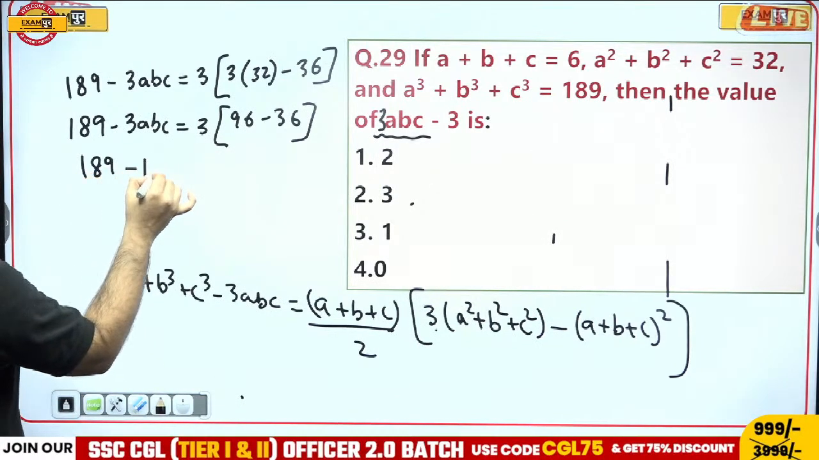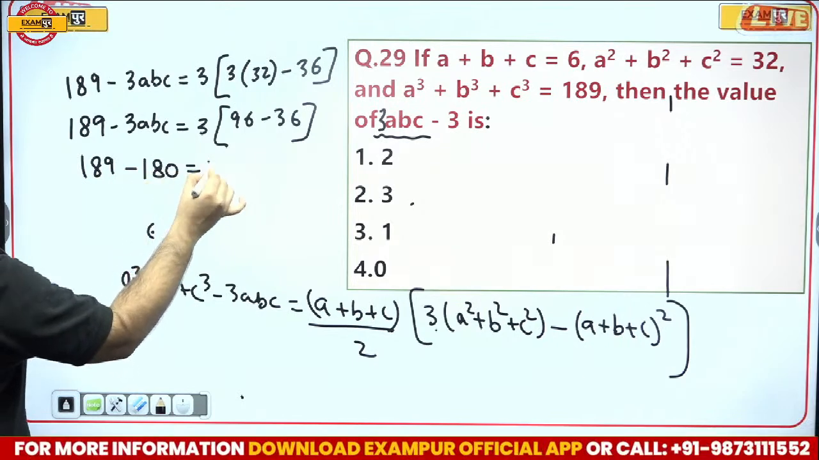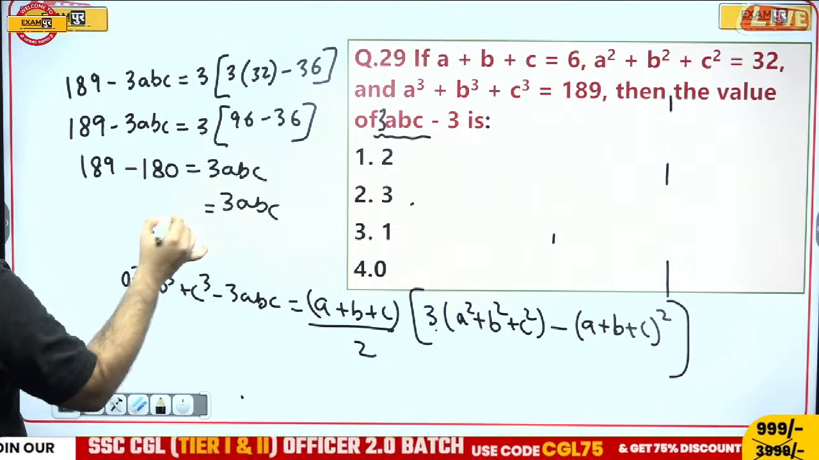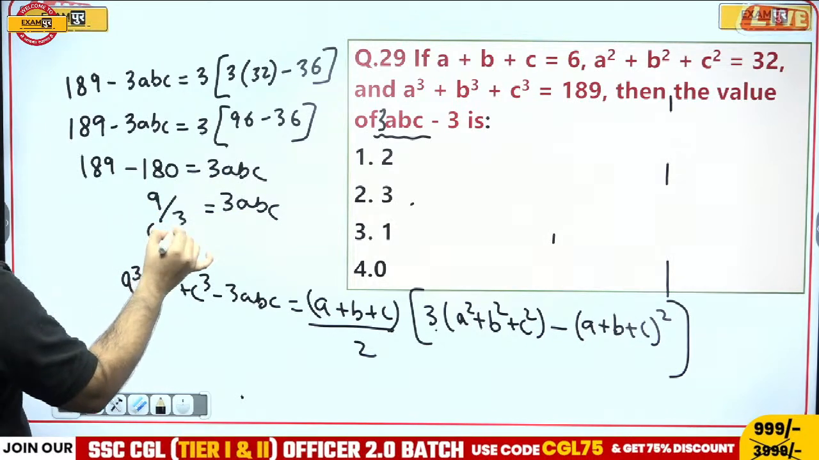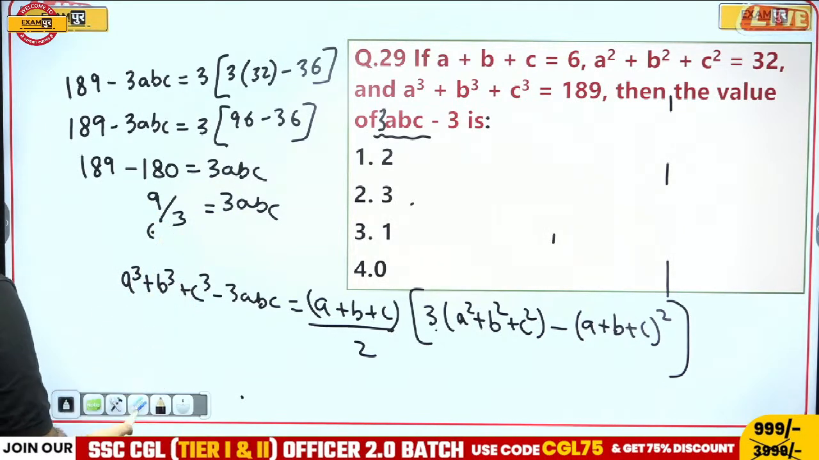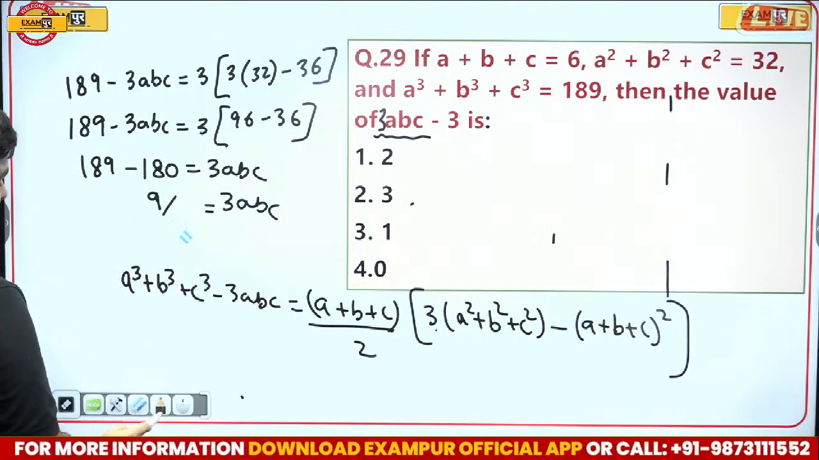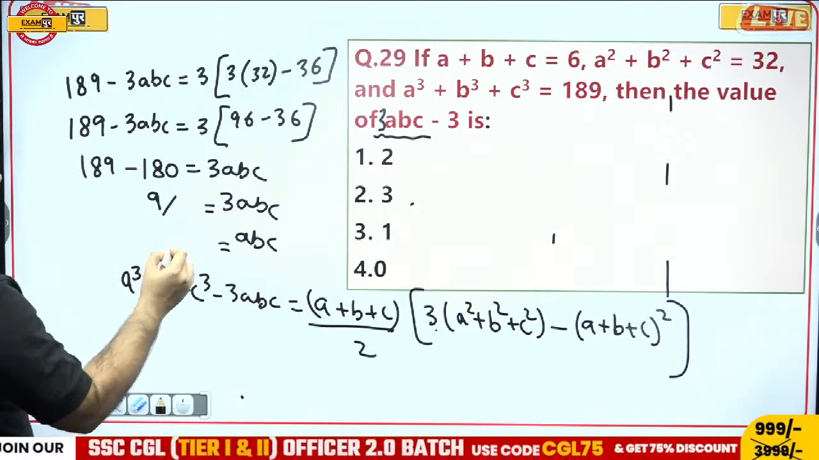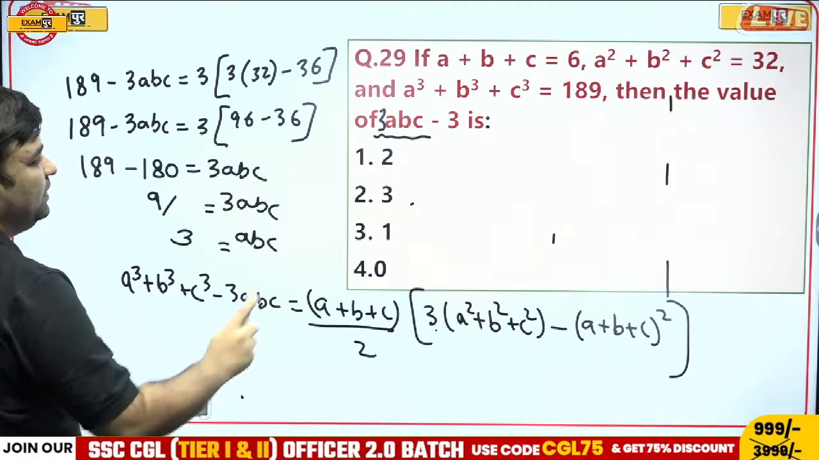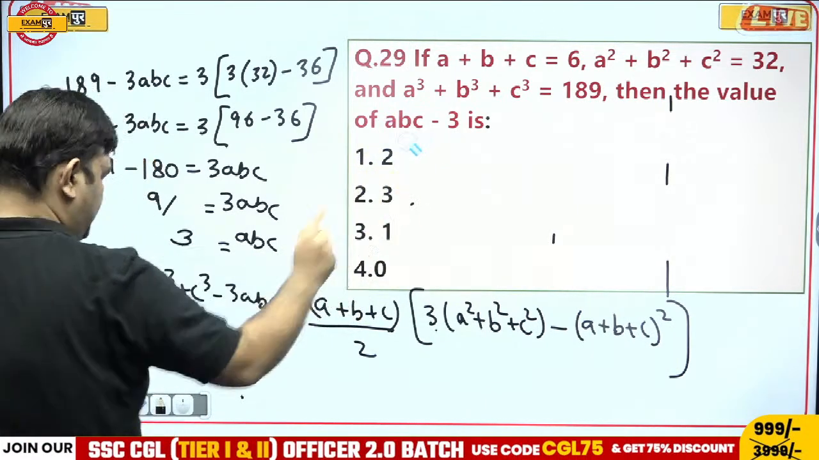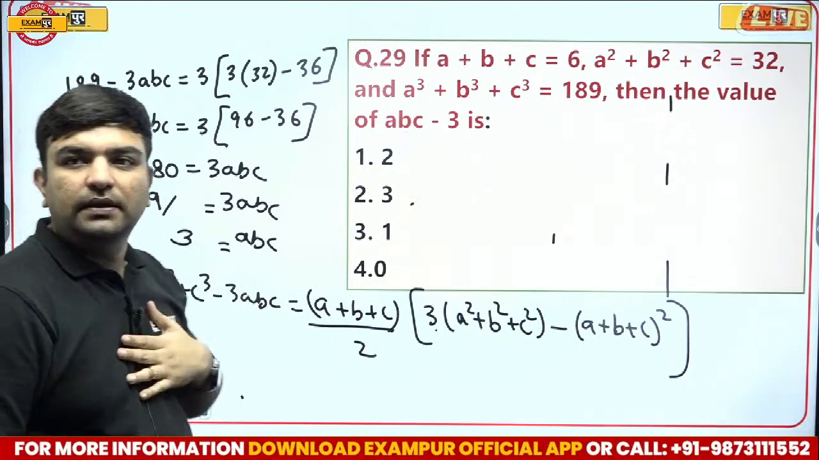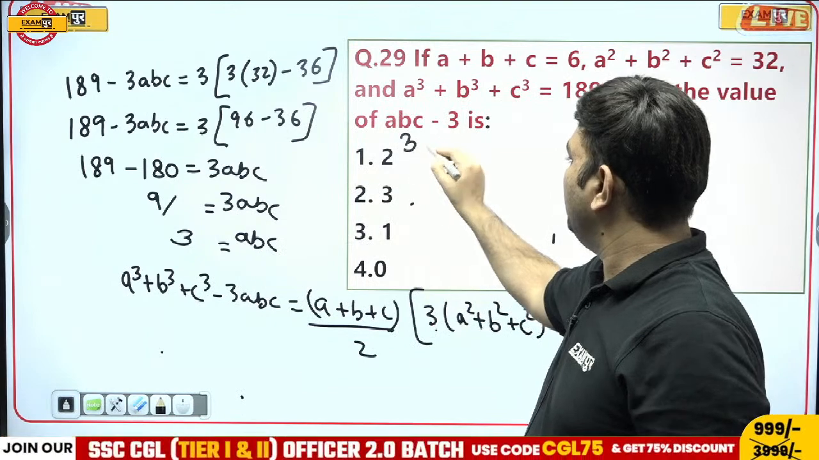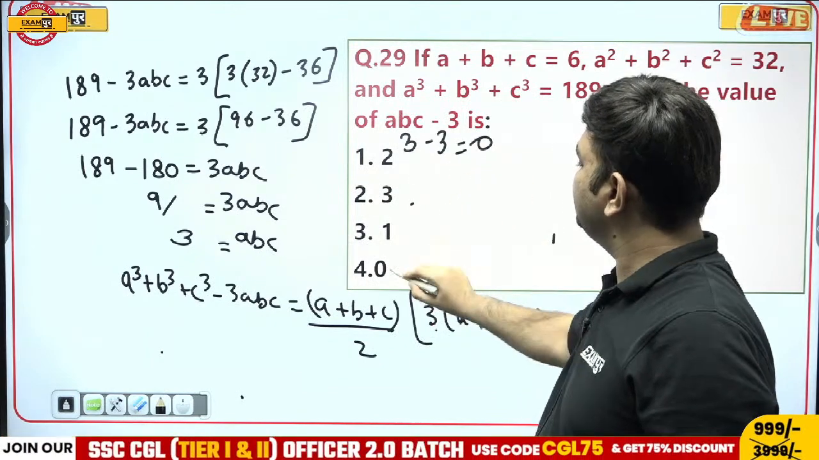189 minus 180 is 3ABC. So ABC is 9 by 3. So 3ABC is 9, or you can say ABC is 3. 3 minus 3, 0 is the answer.